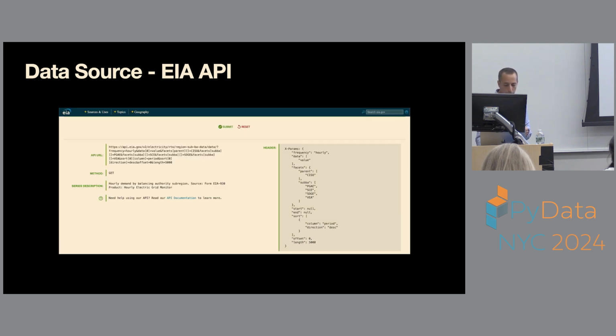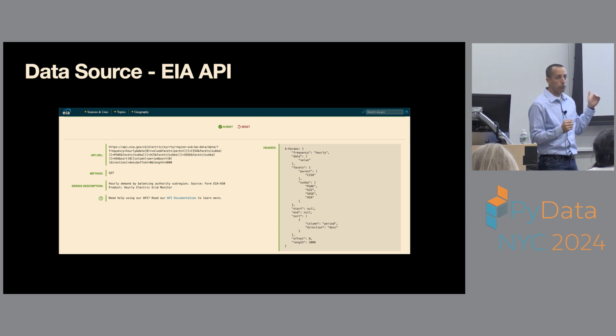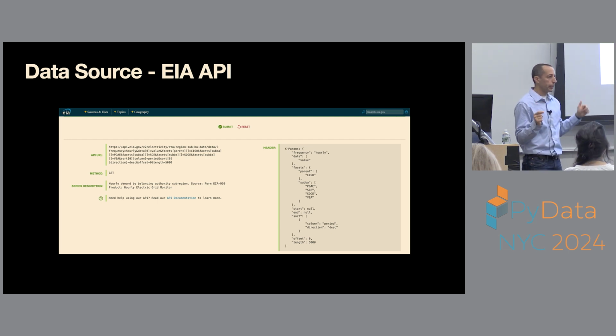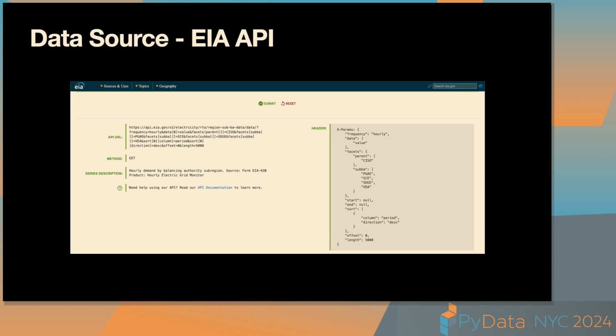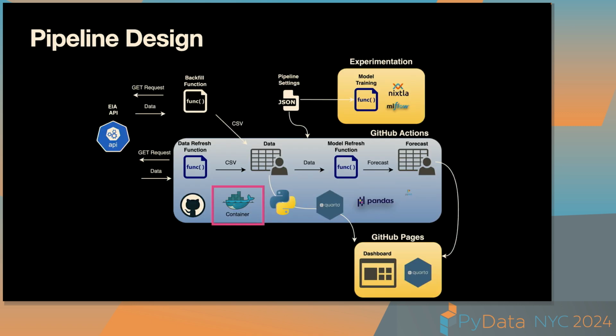So here's an example. There is a dashboard that you can use to filter what type of series you want to pull, and then you will get the schema, and then you can use it to send the GET request to pull the data. So it's straightforward to use.